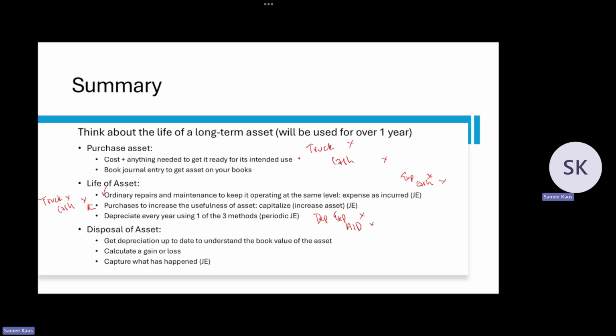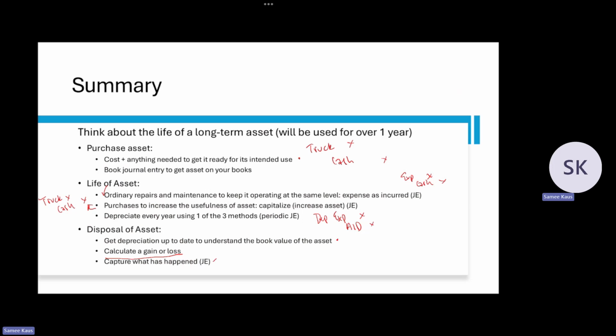Then I'm going to dispose of the asset after I've purchased it, I've used it up. Now I'm ready for something new. So I am going to have to get depreciation up to date to understand the net book value of the asset, because I have to understand what it's worth to me to understand whether I have a gain or loss if I'm trading it in as a sale, or if I'm just selling it, or what my total loss is if I just dispose of it.